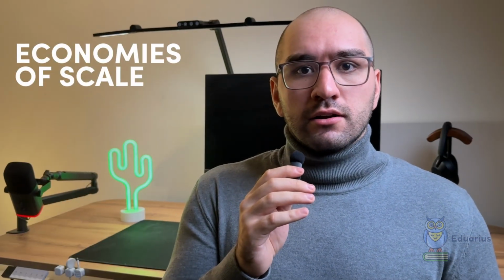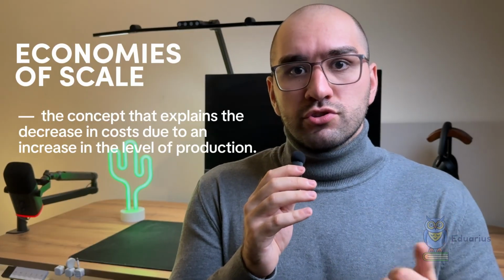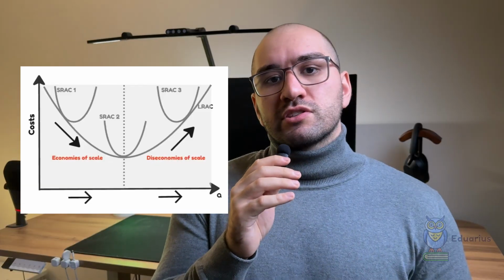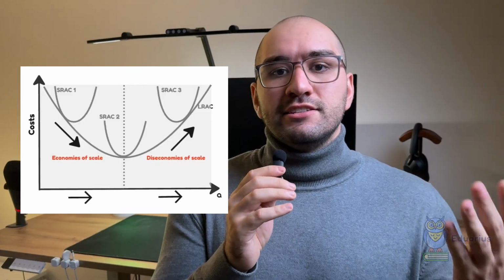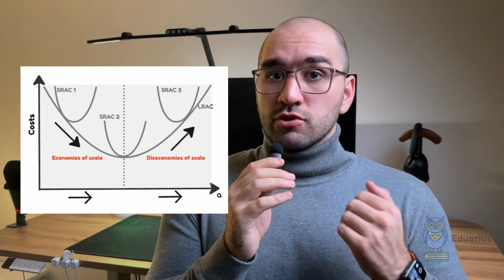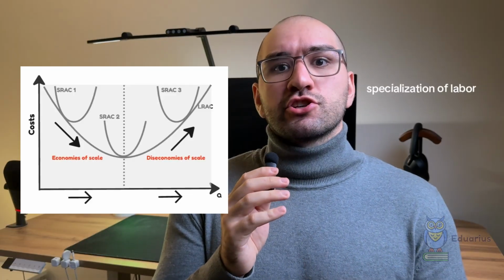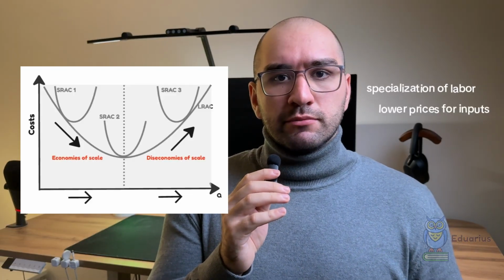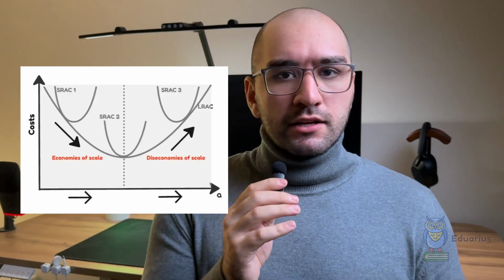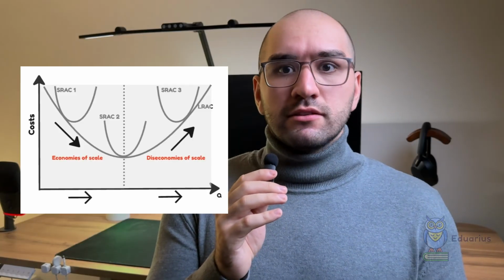Economies of scale are the concept that explains the decrease in cost due to an increase in the level of production. So here in the graph, you can see that the company can decrease the costs only if it increases the volume. Do you know the reasons for economies of scale? Mostly they are specialization of labor, lower prices for inputs, and financing economies. Moreover, we can see that economies of scale happen only in the long run rather than in the short run.